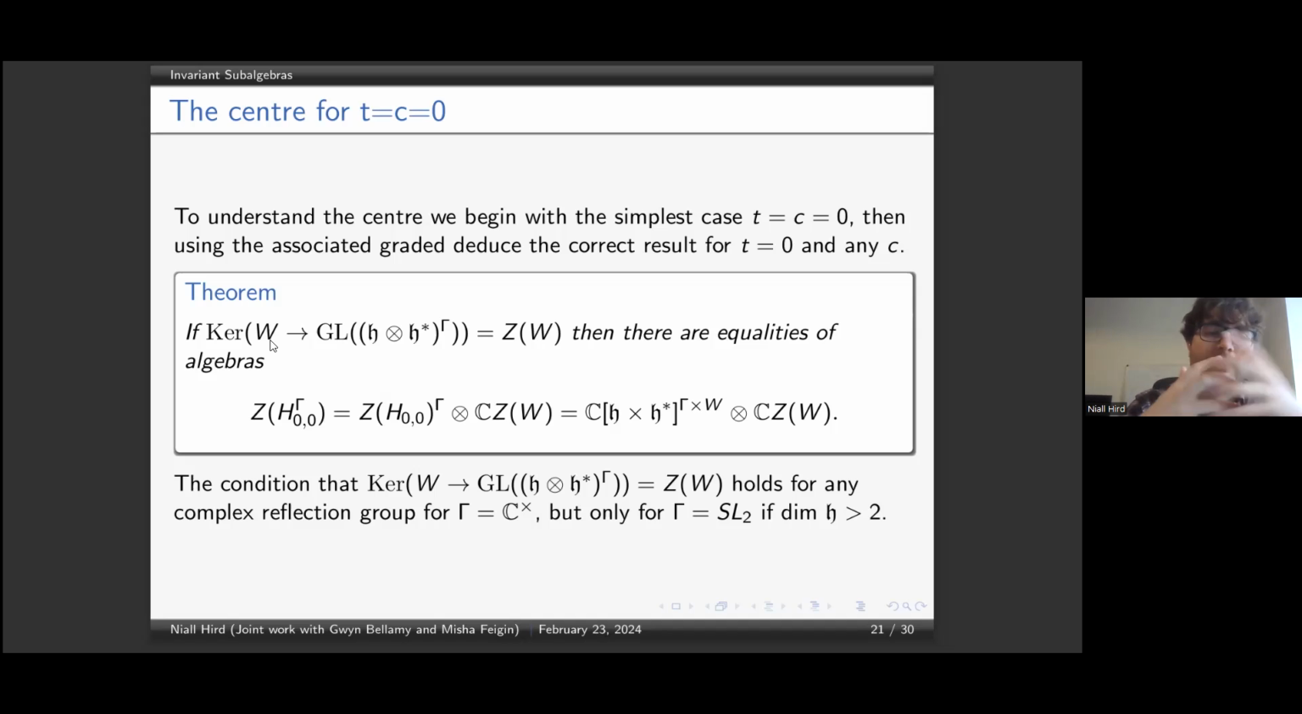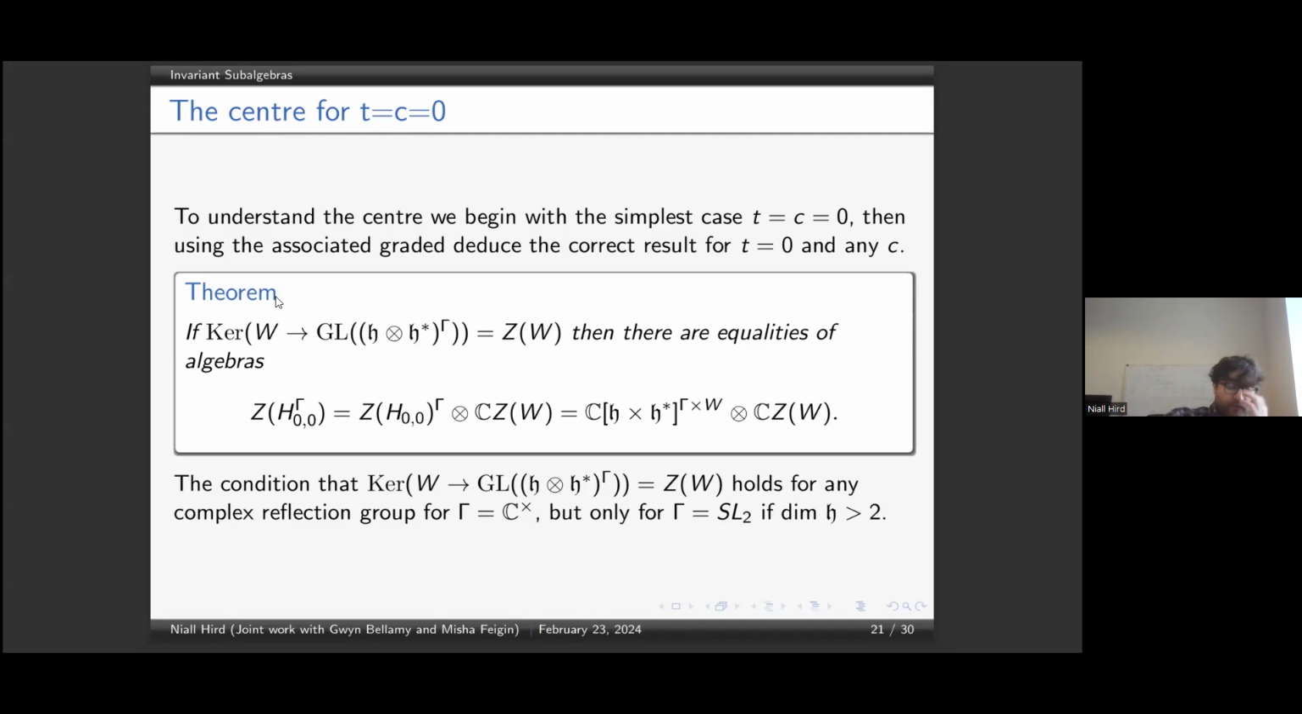So our theorem says if the kernel of W into GL of this space is equal to the center of the group, then we have the following equalities. That the center of the invariant subalgebra is the same as the invariance of the center tensored with the group algebra at the center of the group, which is the same as this polynomial ring tensored our group algebra.